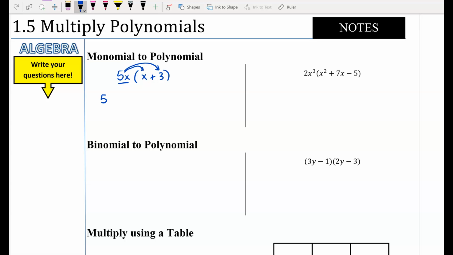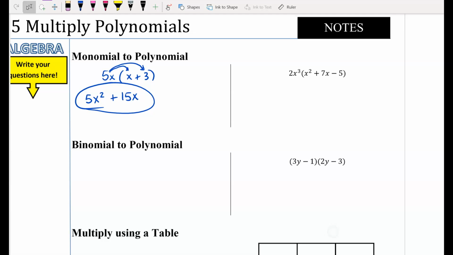But what stays the same is I'm just distributing the 5x to both of the terms inside the group. So 5x times x is 5x squared. I'm multiplying, so the exponent changes. And 5x times 3 is 15x. And that's my final answer. Those are not like terms because the exponents are different, so I can't simplify any further.